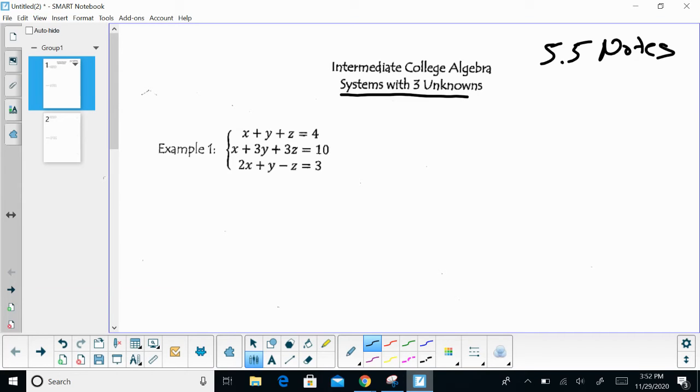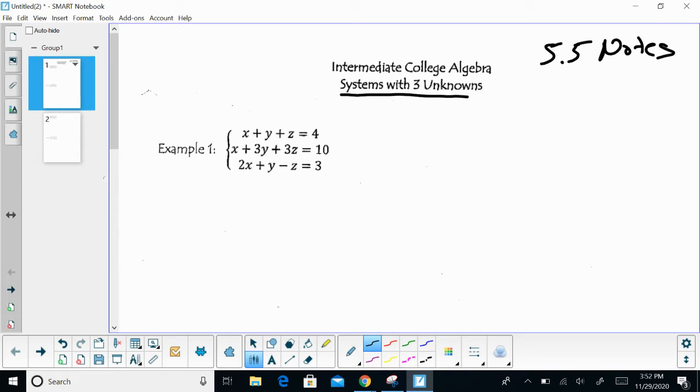Okay, guys, this is lesson 5.5, and it is systems with three unknowns. All this is the same stuff we've been doing, except for now we have an x, a y, and a z. So what we're going to do is take two of the equations, eliminate one of the variables, then take two other equations and eliminate that same variable.